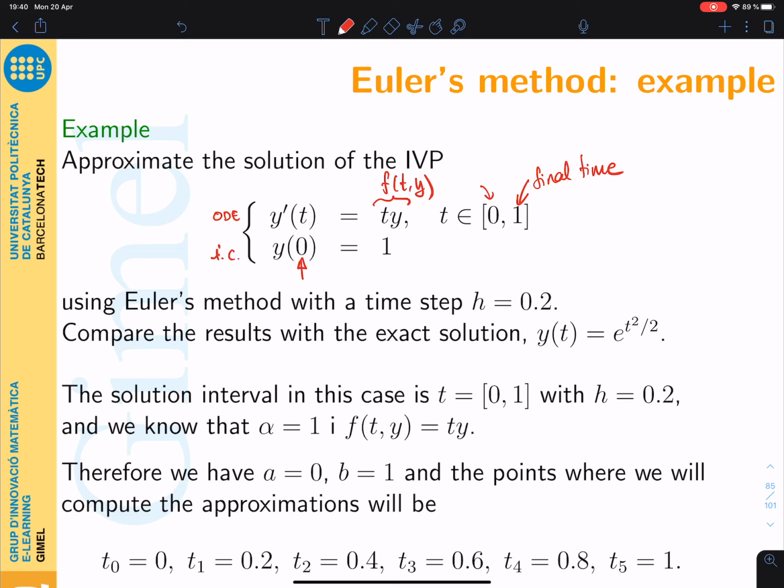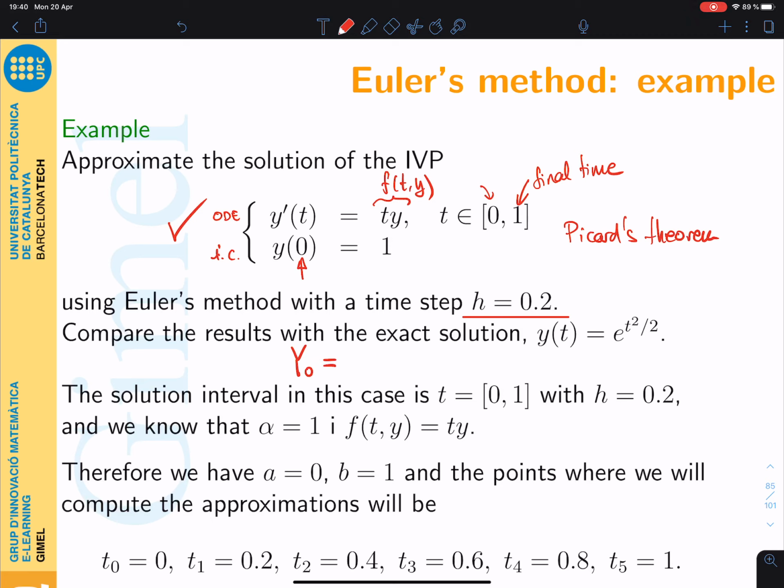As homework, I propose you to check that Picard's theorem can be applied and that we can guarantee that this problem has a solution and it is unique. What we will do in this lecture is to use Euler's method with a time step of 0.2 in order to approximate the solution of this initial value problem. Okay? So we start with, I will try to write here the first steps, okay?